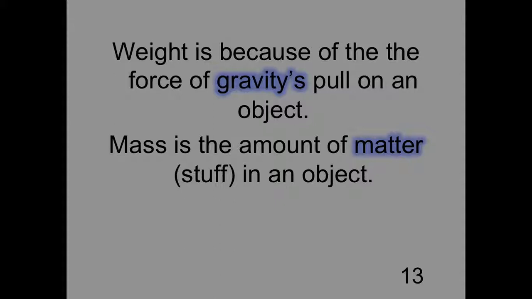Describe the difference between weight and mass. Weight is because of the force of gravity's pull on an object. Mass is the amount of matter or stuff in an object. So, here on Earth, you have mass. And the reason why you have mass is because of the amount of stuff: your brain, your heart, your bones, your blood, the water inside your body. Your weight is because of gravity's pull on you.